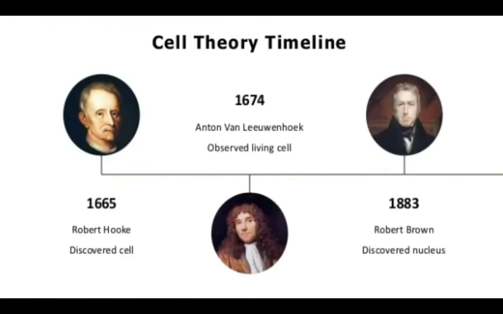Next, the cell theory timeline. So, what do you think? Who discovered the cell? Well, in 1665, a scientist named Robert Hooke discovered the cell, and in 1674 Anton van Leeuwenhoek observed the living cell. You should note down the name, Anton van Leeuwenhoek.